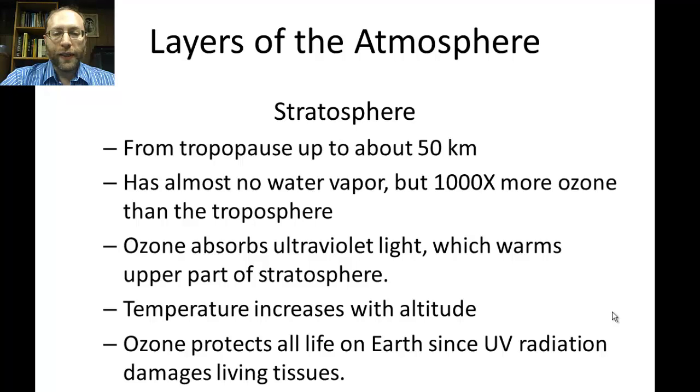By absorbing all that ultraviolet light, that is what is protecting life on Earth, because the ultraviolet radiation damages living tissues. What that ultraviolet light does to us, at least the parts that reach here, is it can cause skin cancer, it can cause sunburns, it can cause cataracts.